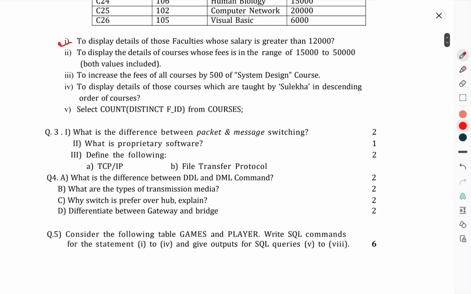To display the details of the faculties whose salary is greater than 12,000; to display the details of the courses whose fees is ranged in 15,000 to 50,000, both included; to increase the fees of all courses of system design course by 500; to display the details of the courses which are taught by Sulekha in descending order of the courses. Select count distinct from the courses.